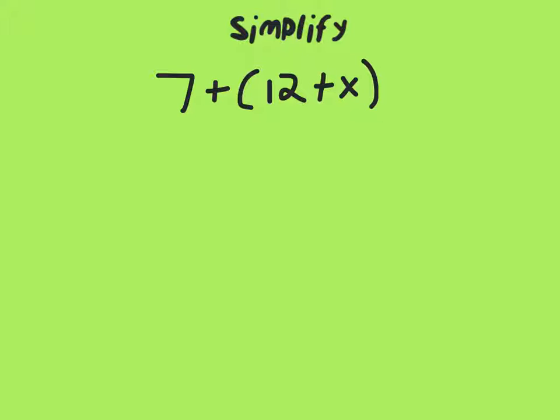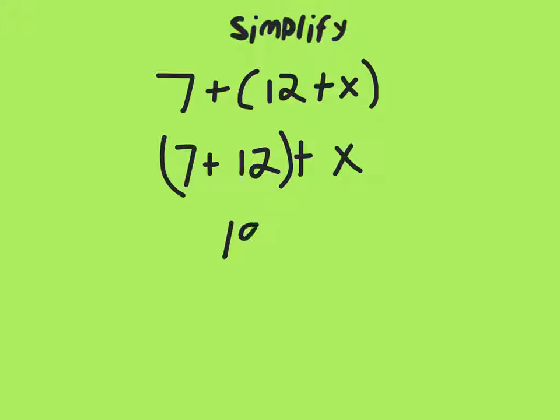So to simplify this, I'm going to use my associative property of addition, and I'm going to rewrite this problem, but I'm going to move the parentheses so that they're around the 12 and the 7. And 12 plus 7, I can do that first now, is 19.